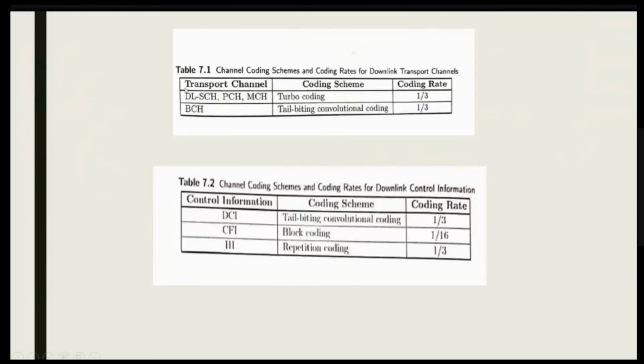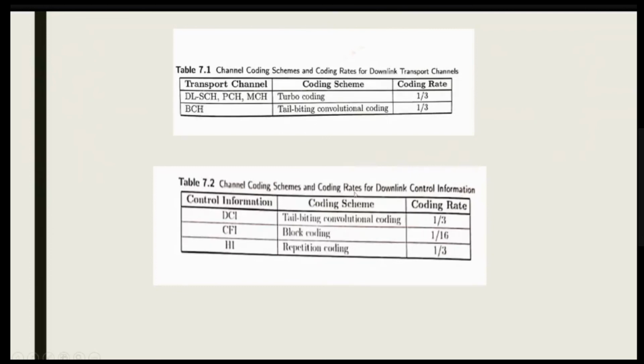These are the standard coding schemes and the coding rates in the downlink transport channel. If the transport channel is DL-SCH, PCH, MCH, the coding scheme will be turbo coding and the coding rate will be 1/3. In a BCH channel, tail biting convolution coding is used with a code rate of 1/3.